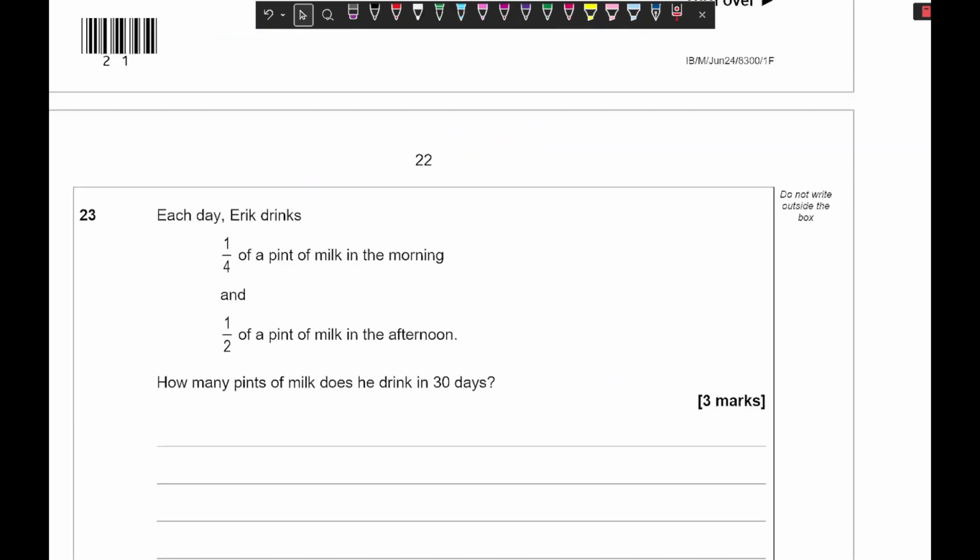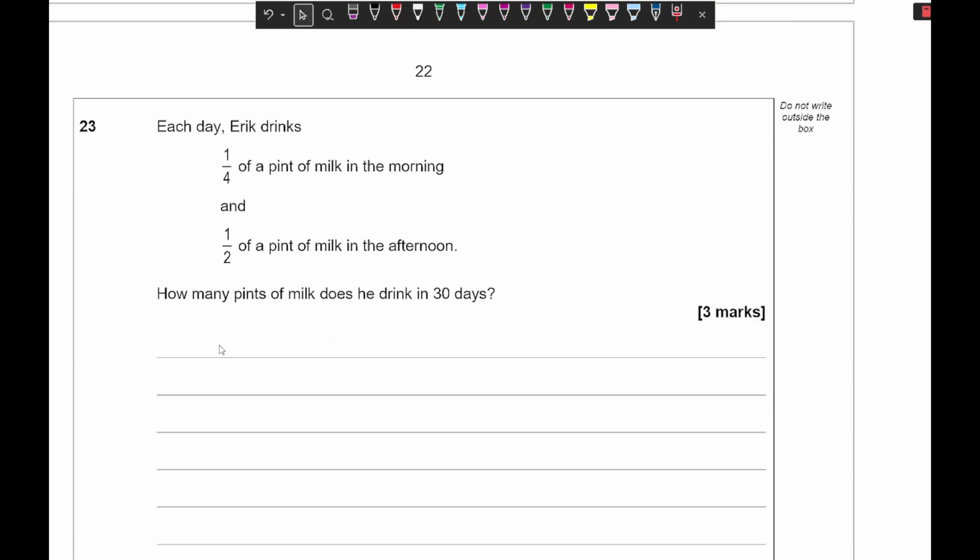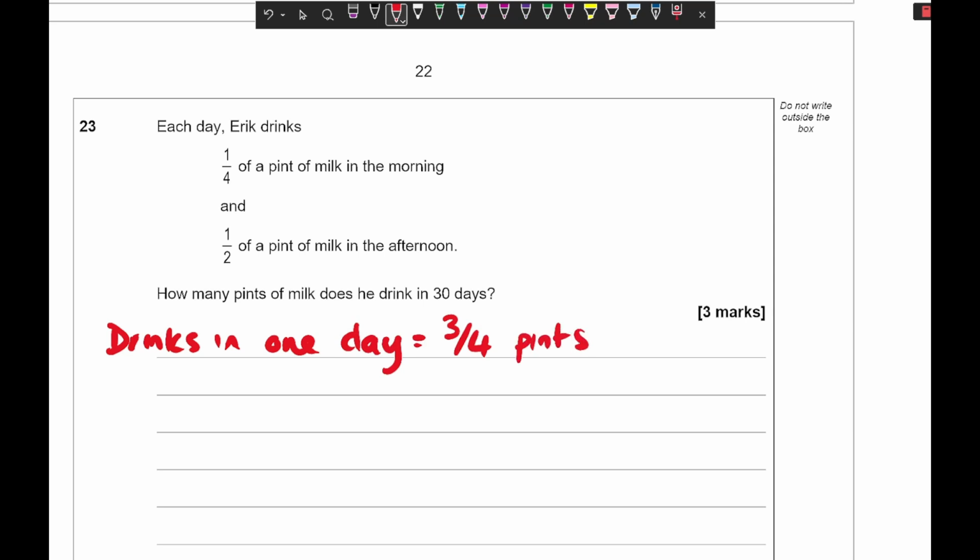Now moving on to question 23, it says each day Eric drinks a quarter of a pint of milk in the morning and half a pint of milk in the afternoon. How many pints of milk does he drink in 30 days? So for this particular question, what we want to do is see how much Eric drinks in one day. So drinks in one day, and that's going to be a quarter plus a half, so it's going to be 3/4 pints. Now for this, what we're wanting to do is to work out 30 days.